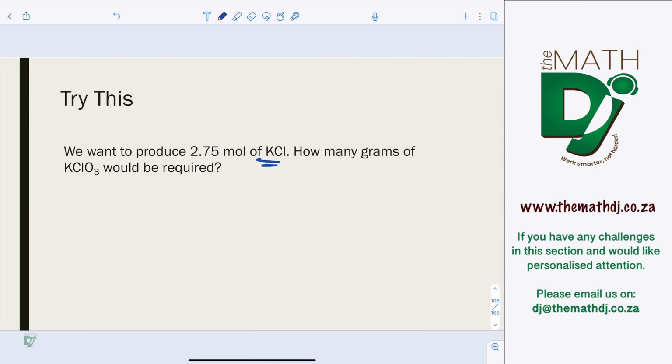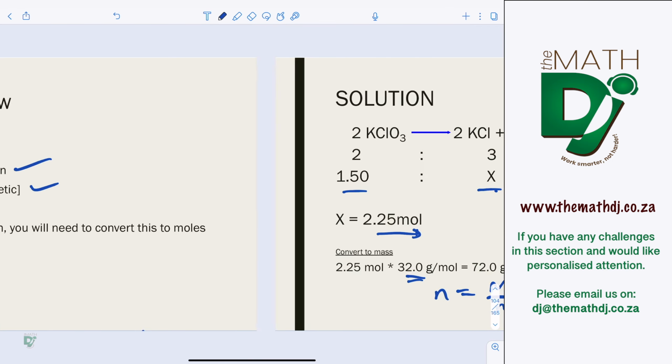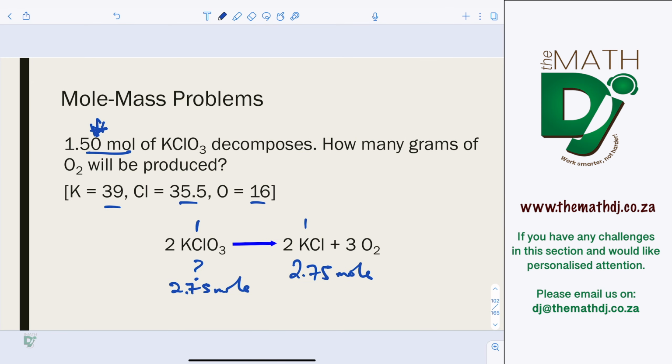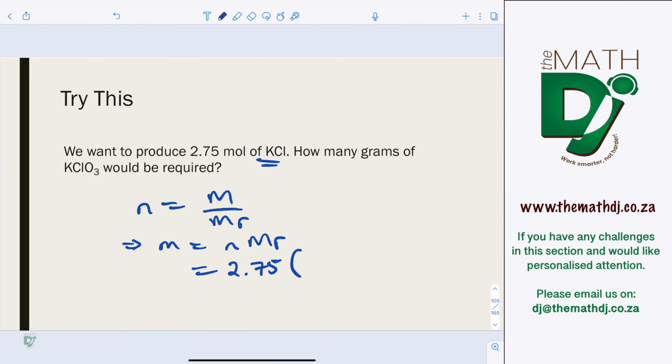How many grams of potassium chlorate are needed? Remember, for grams, our formula n equals m over Mr. When you want grams, it's n times Mr, like that. So it's 2.75 moles times the molecular mass. We already know from the question that K is 39, chlorine is 35.5, and oxygen 16. That's how we do it.